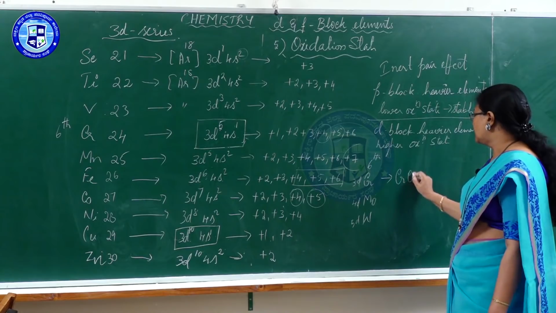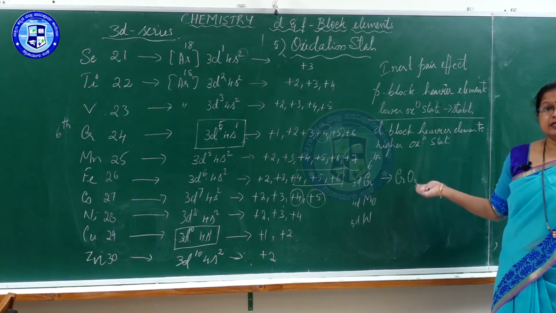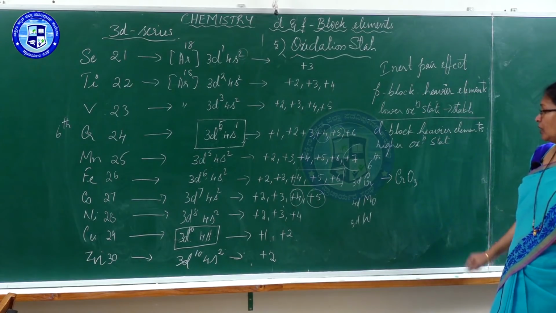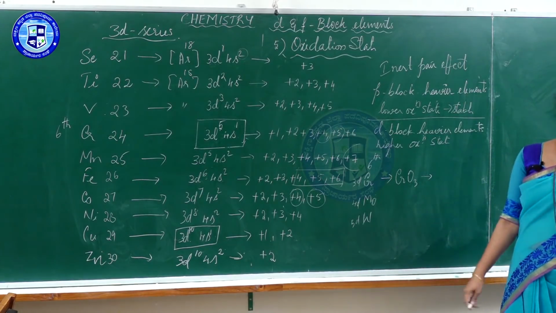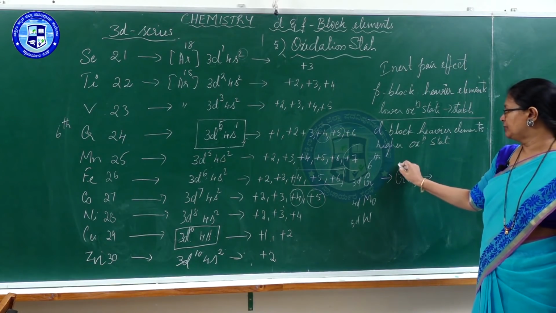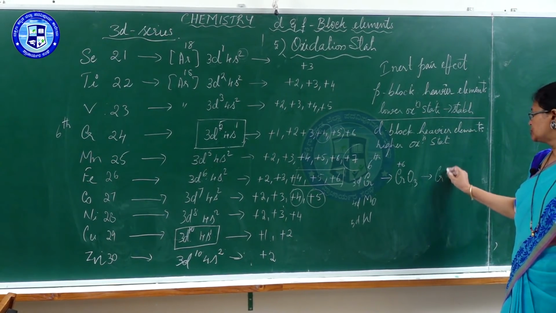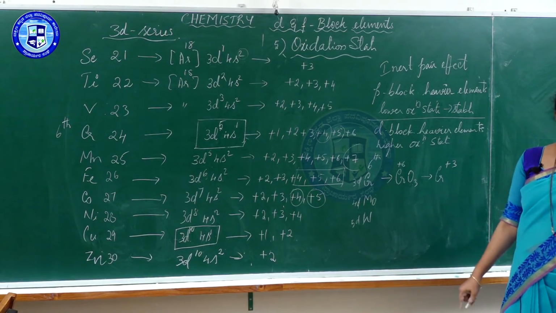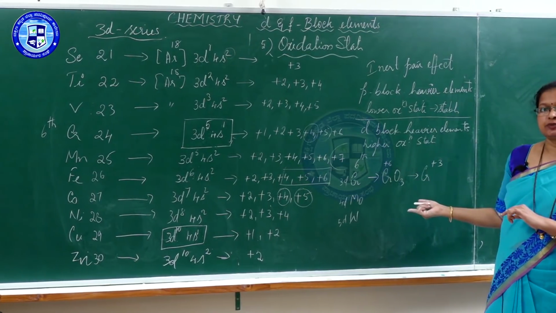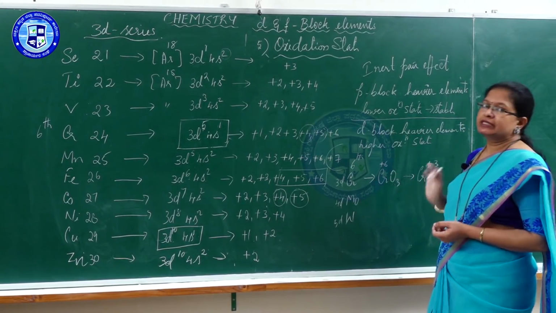Chromium forms CrO3, called chromium trioxide. Have you heard about this? It is a good oxidizing agent. What is the reason for this? What is the oxidation state of chromium here? X minus 6 equal to 0, so it has plus 6 state. Chromium can change from plus 6 to plus 3 easily. When it acts as an oxidizing agent, it gets reduced. Oxidizing agent always gets reduced, right? Chromium can get reduced to Cr3+.